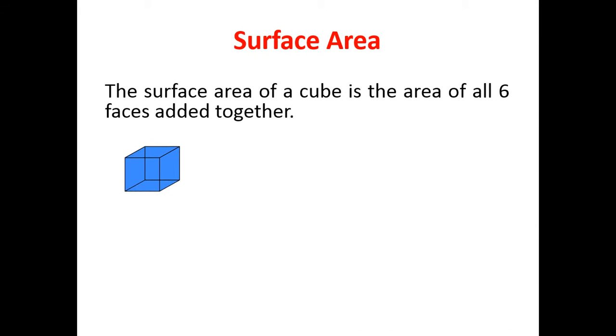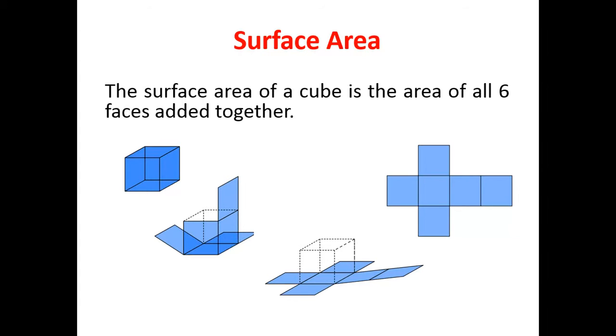Alright, so the surface area of a cube is the area of all six faces added together. Let's take this cube and unfold it to get this two-dimensional net. Notice it has six sides and they're all squares. If we calculated the area of each of those squares and added them all up, that would give us the total surface area of the cube.